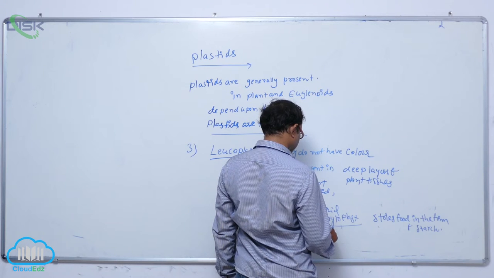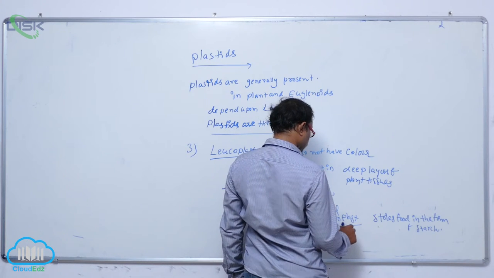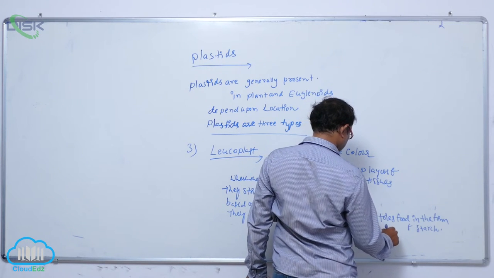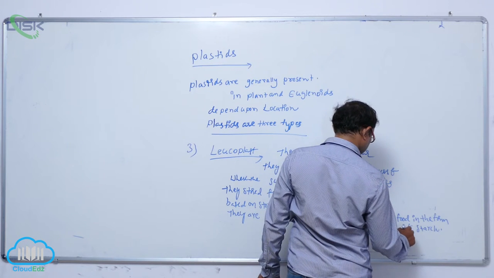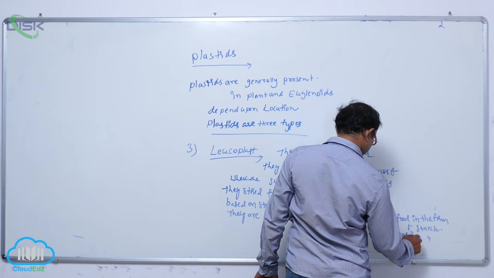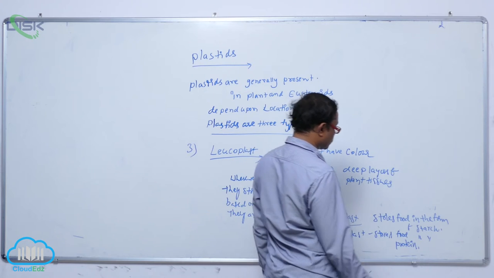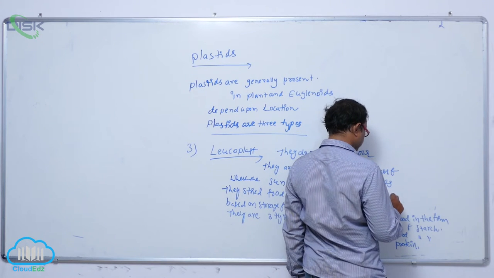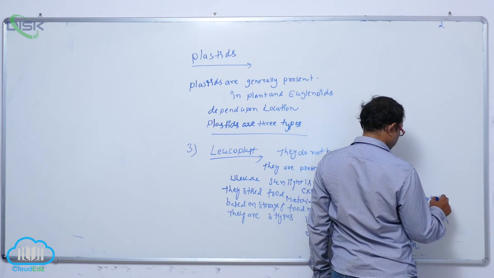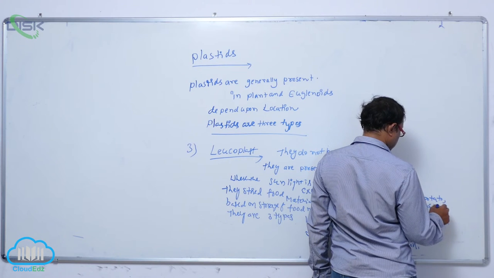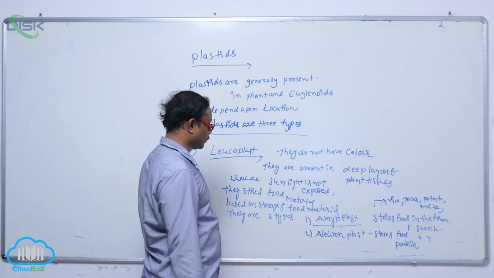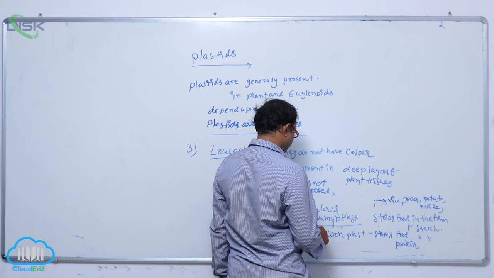After that, elaioplast. Aleuronoplast means stores food in the form of protein. Amyloplast example, starch: generally rice, jowar, potato, maize. So all the grains and potato store food material in the form of starch. Aleuronoplast example: pulses.